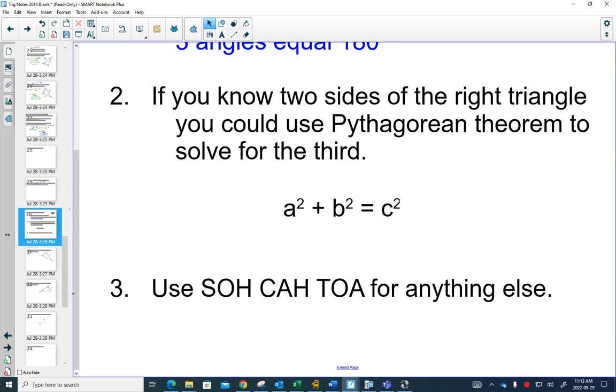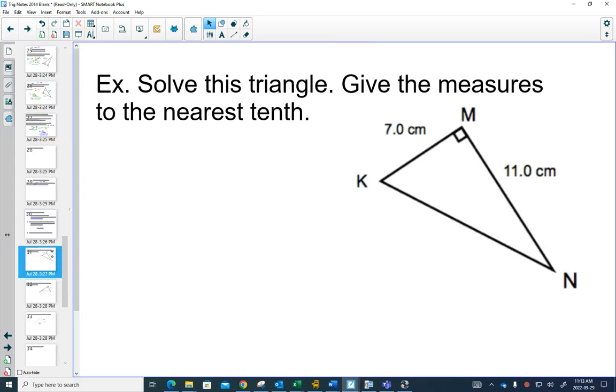And of course, you can always use SOHCAHTOA for anything else. So you can use your trig definitions to find anything else. But usually 1 and 2, since that's math that you did earlier, that's easier math, we would say, because you've already done it. We would want to do those things first if possible. So this question says, solve this triangle. Can we do anything to solve for something using math, the easier math?